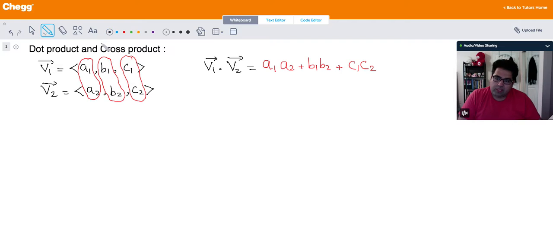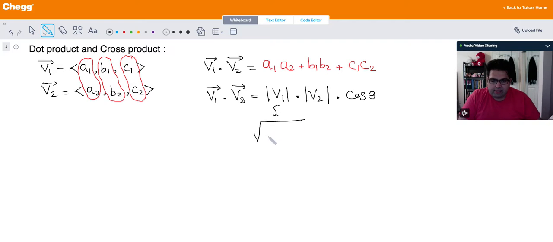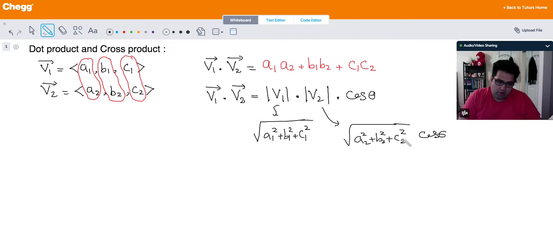There is another formula that you can actually obtain the dot product of v1 and v2. So that's basically this formula. We have magnitude of v1 times magnitude of v2 times the cosine between v1 and v2, like this. So you can actually say this is the square root of a1 squared plus b1 squared plus c1 squared, times the square root of a2 squared plus b2 squared plus c2 squared, times cosine of theta. So that's going to give us also the dot product between two vectors.